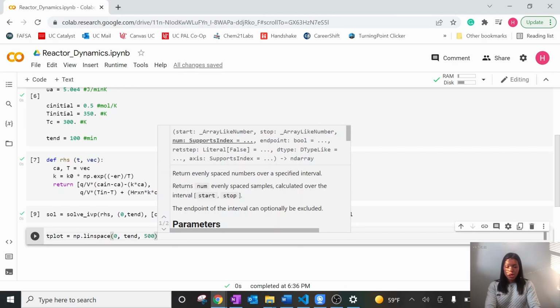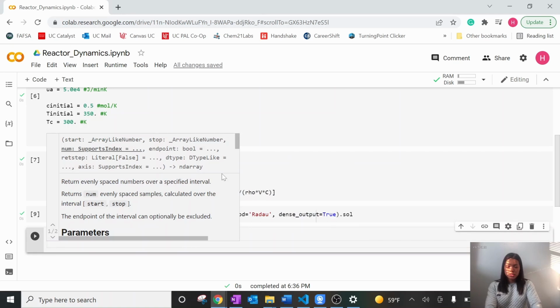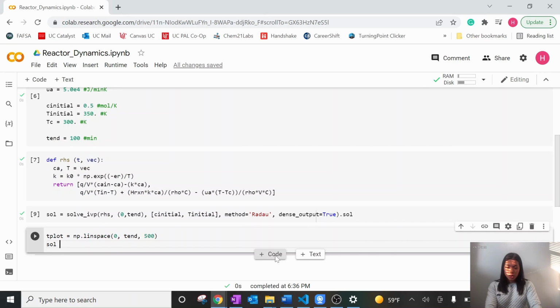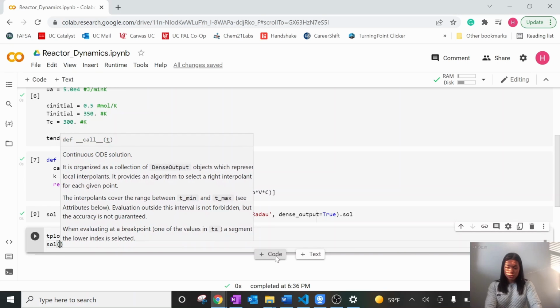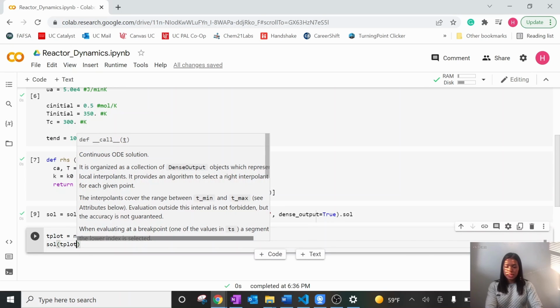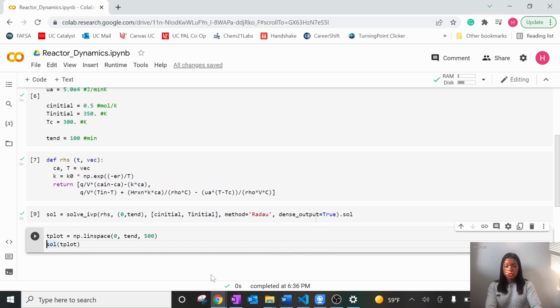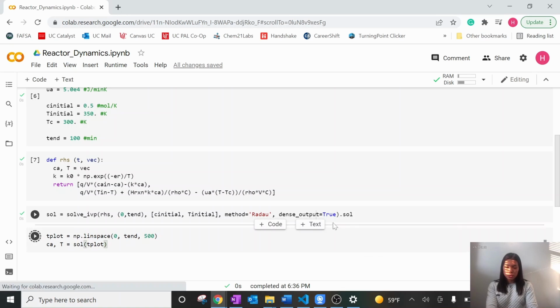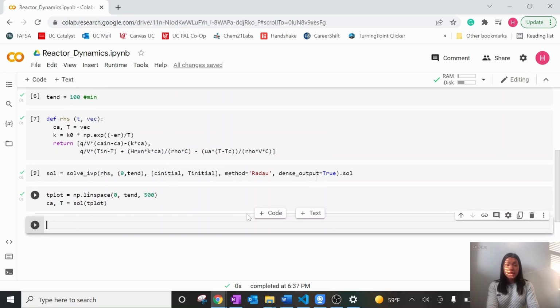steps. And then we want solve_ivp to solve for these values. So we want the solve of the t_plot, and that's going to output two things. It's going to output the concentration first, because up here, as you can see, we have concentration first, and then it's going to output the temperature. So now that we have that defined, we're going to shift enter, and now we can plot our simulation.